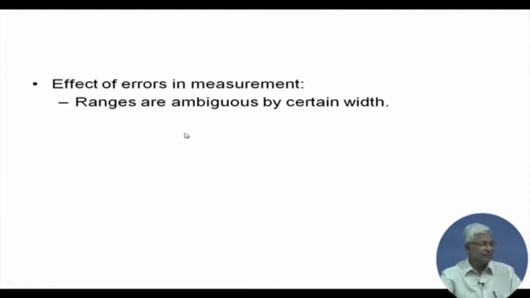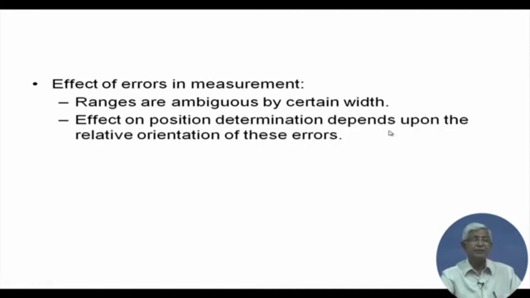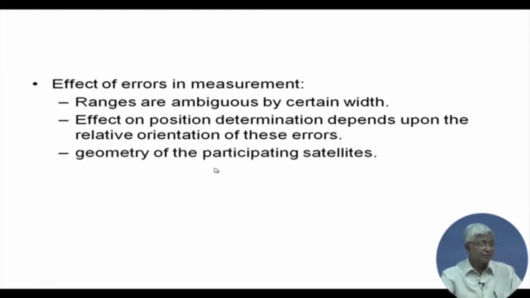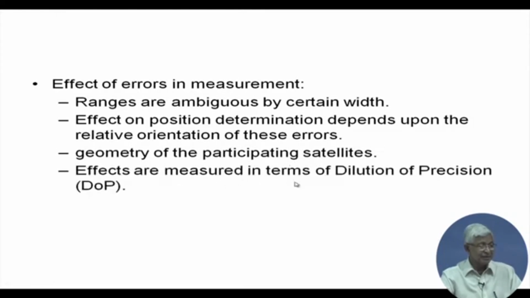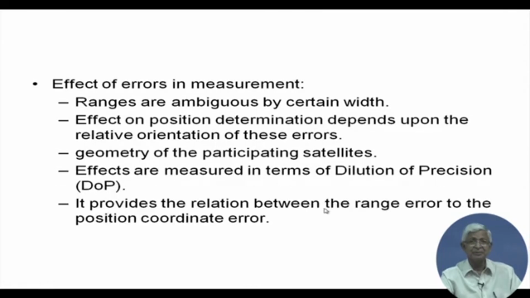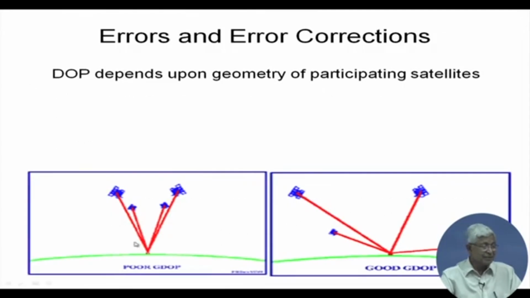The effect of error in measurement is that ranges are ambiguous with certain width. The effect on position determination depends on time and on the relative orientation of this error, the geometry of the participating satellites. These effects are measured in terms of dilution of precision. It provides the relation between the range error and the position coordinate error. If the satellites selected for the PVT are located very nearby, then you can imagine that the cross section points for all the spheres will be slightly fuzzy. If they are away, it will be much sharper. That is what DOP is.